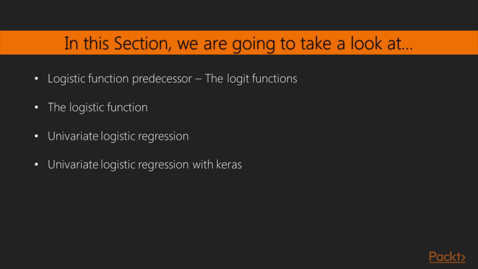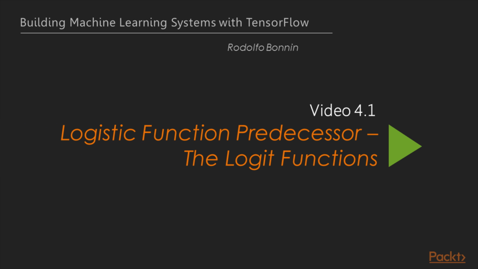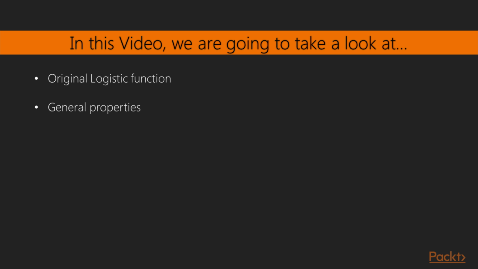The section will demonstrate the following topics: Logistic Function Predecessor, the Logit Functions, the Logistic Function, Univariate Logistic Regression, Univariate Logistic Regression with Keras. Now, we will see the first video of Section 4, Logistic Function Predecessor, the Logit Functions. Before we study the logistic function, we will review the original function on which it is based and which gives it some of its more general properties.